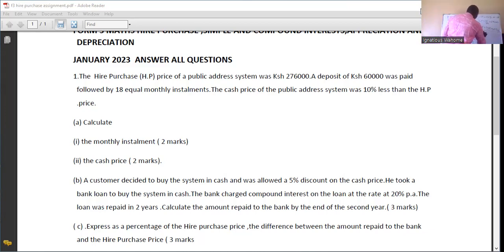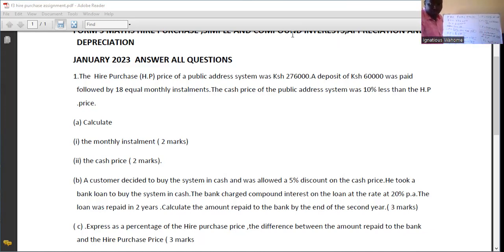So now in part B, the customer was given a deposit, a discount of 5% of the cash price. And then he went to the bank and got a loan where he repaid this money in 2 years at 20% per annum, and N was 2. So we have that.